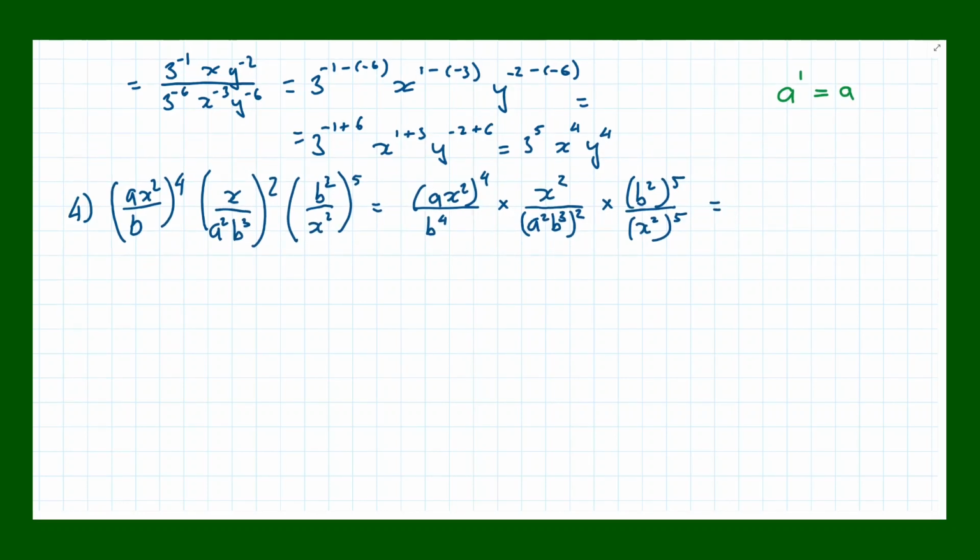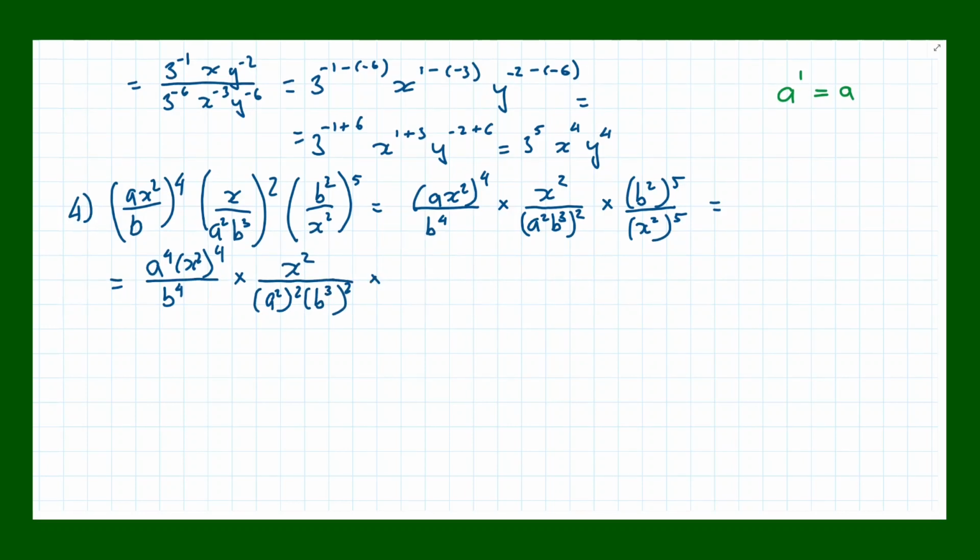What's next? Well, we still have some brackets, so let's deal with them one by one. So in the first bracket, I have a x squared together raised to the fourth power, so I can raise a to the fourth power and x squared to the fourth power separately. B to the fourth does not change. Then I need to multiply it with the second fraction. The numerator stays x squared because there's nothing else in there, but a squared has to be raised to the second power separately, and b cubed also has to be raised to the second power.